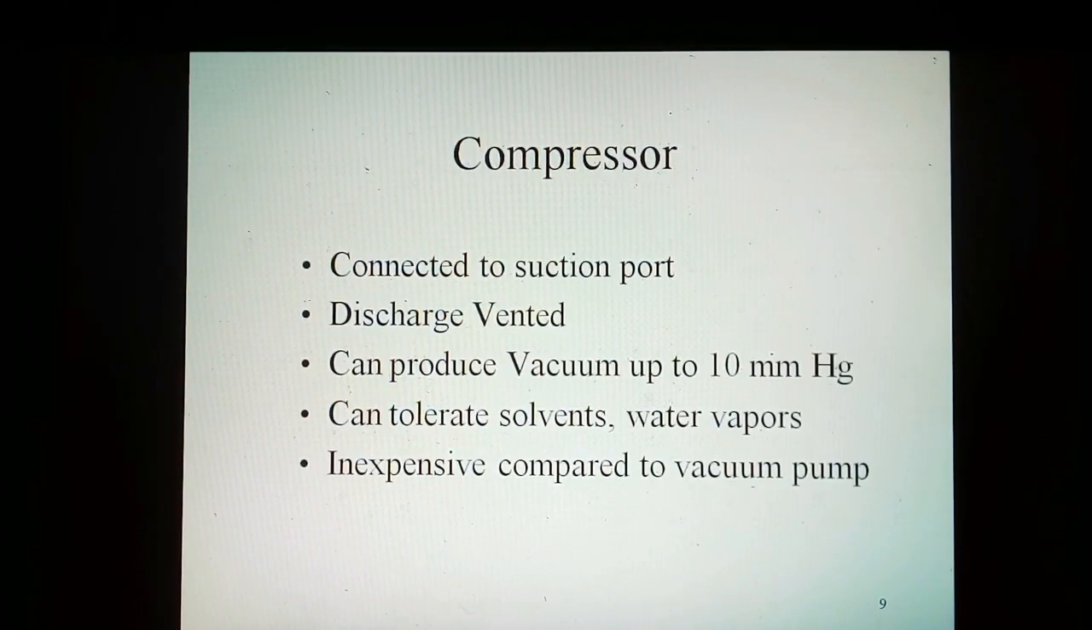Compressor. These are normal compressors. The vacuum line is connected to the inlet of the compressor instead of the air filter and discharges waste to atmosphere. The vacuum produced is lower, in this case 10 mm Hg. It can be used where the air contains water vapor, which will dilute oil in the case of a vacuum pump. It is inexpensive as compared to a vacuum pump for operation.